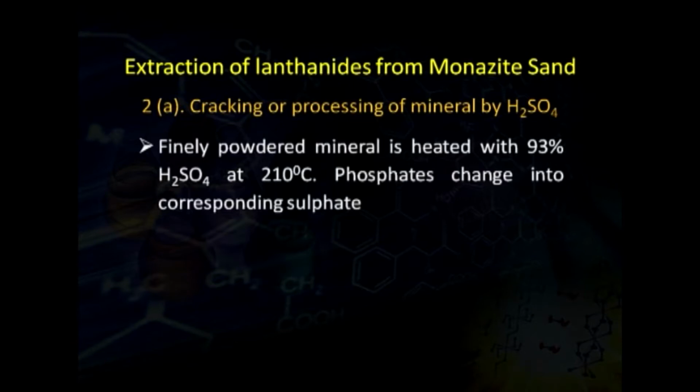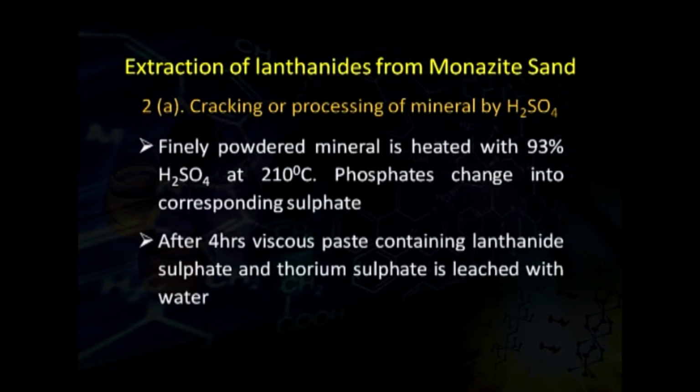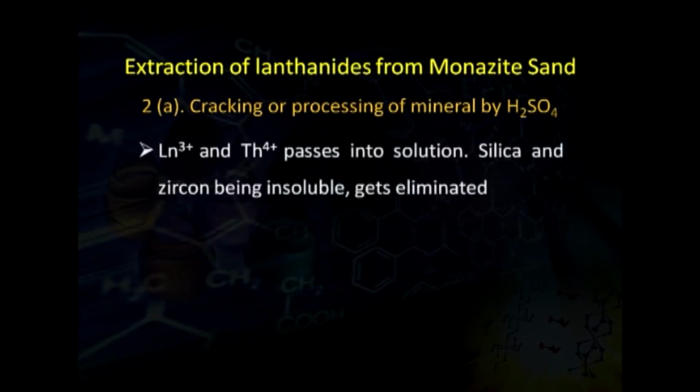The cracking or processing of the mineral by sulfuric acid: finely powdered mineral is heated with 93% sulfuric acid at 210 degree centigrade. The phosphates change into the corresponding sulphates. After 4 hours, a viscous paste containing lanthanide sulphate and thorium sulphate is leached with water. The lanthanum in +3 state and thorium in +4 state pass into the solution. Silica and zircon, being insoluble, get eliminated.